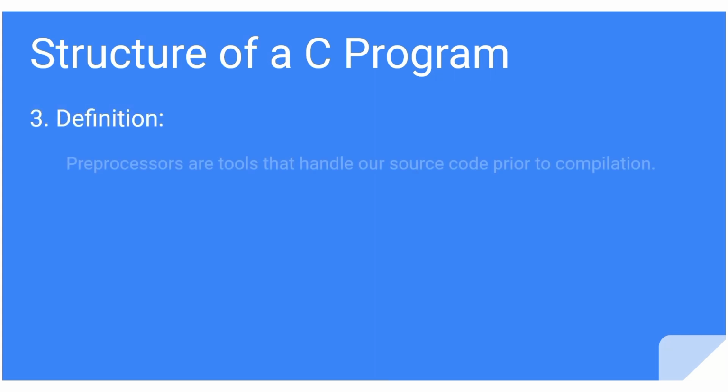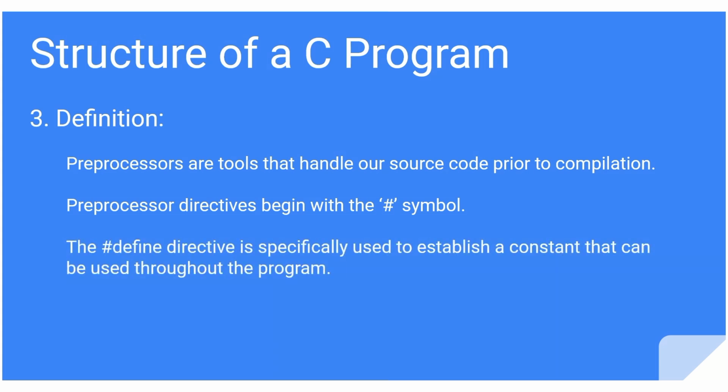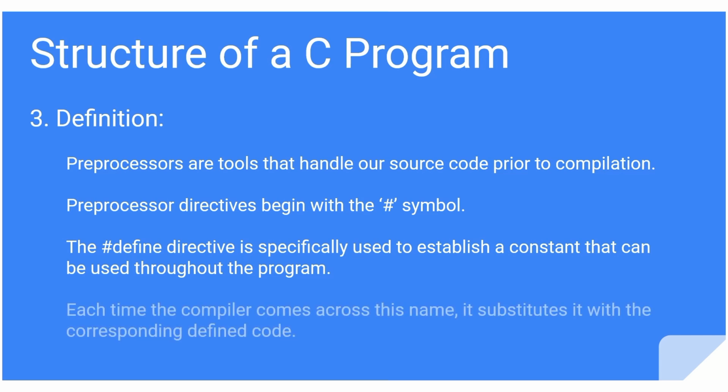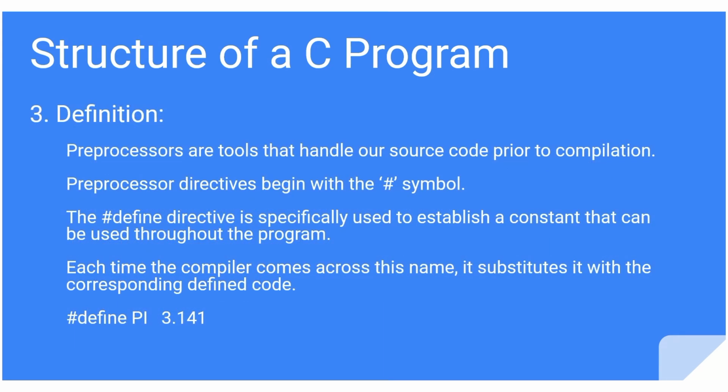Next, definition. Preprocessors are tools that handle our source code prior to compilation. A preprocessor directive begins with the hash symbol. The #define directive is specially used to establish a constant that can be used throughout the program. Each time the compiler comes across this name, it substitutes it with the corresponding defined code. The example is #define PI 3.141. Here it defines that the value of PI is 3.141.